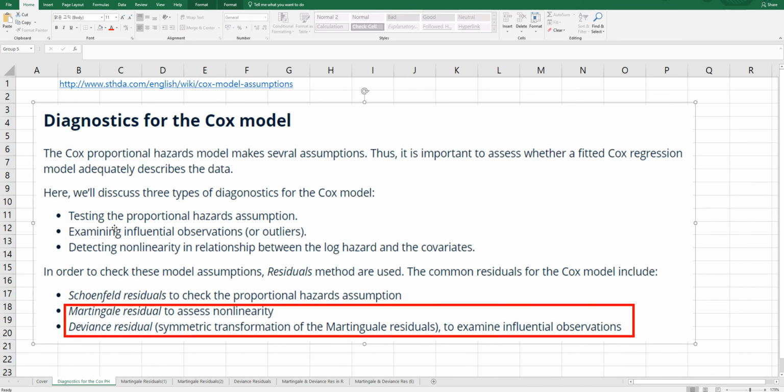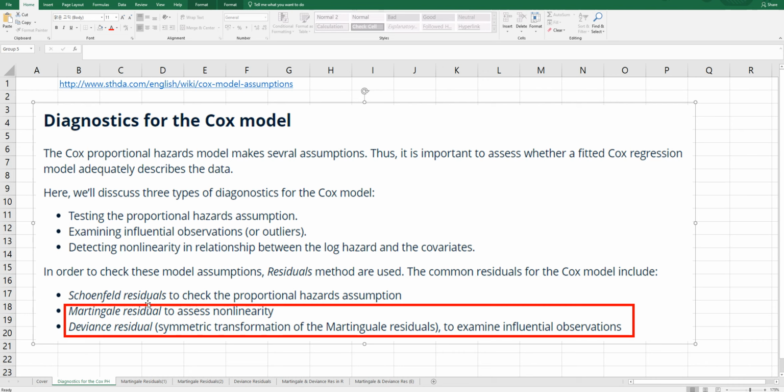There are a couple of websites I have used for this video, and there are three types of diagnostics for the Cox model. The first one is testing the proportional hazard assumption. The second one is examining influential observations or outliers. The third one is detecting non-linearity in the relationship between the log hazard and the covariate.